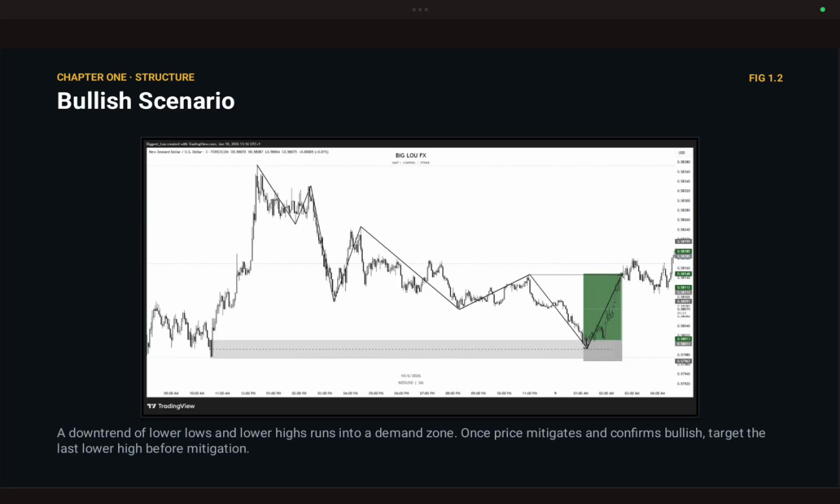Let's see. Now this is a bullish scenario. Let's take a look at this bullish scenario. You could see that a downtrend of lower lows and lower highs runs into a demand level, a demand zone. This is our demand zone. Once price mitigates and confirms bullish, it targets the last lower high before mitigation.